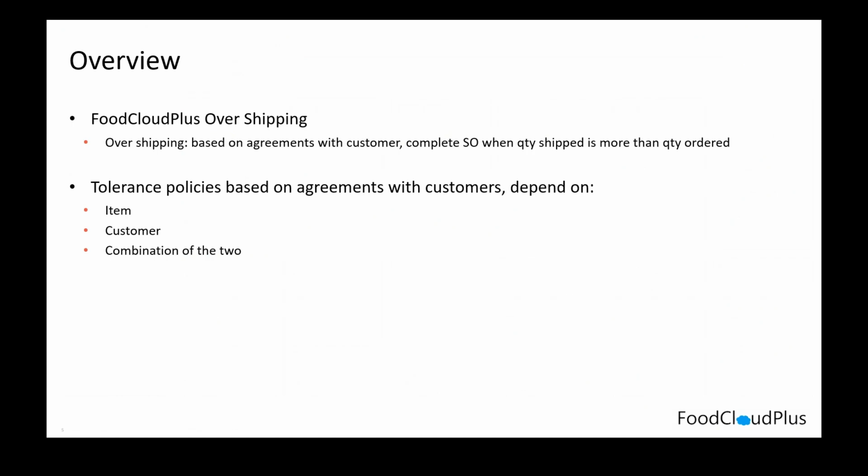In instances where overshipping tolerance is agreed upon, the Overshipping app allows users to complete a sales order, even though the quantity shipped is more than the quantity ordered. Tolerance policies are based on agreements with customers and can be set at the item level, the customer level, or a combination of the two in order to allow for greater customization and control.